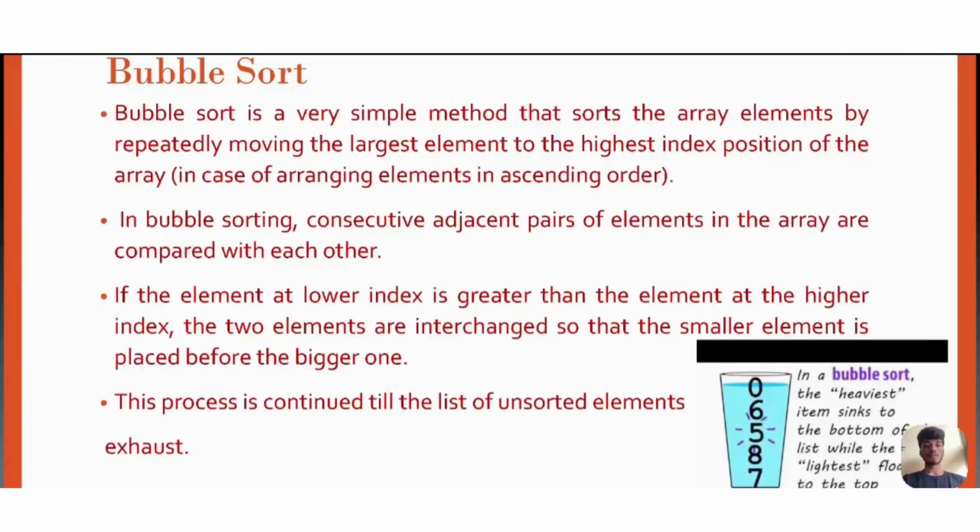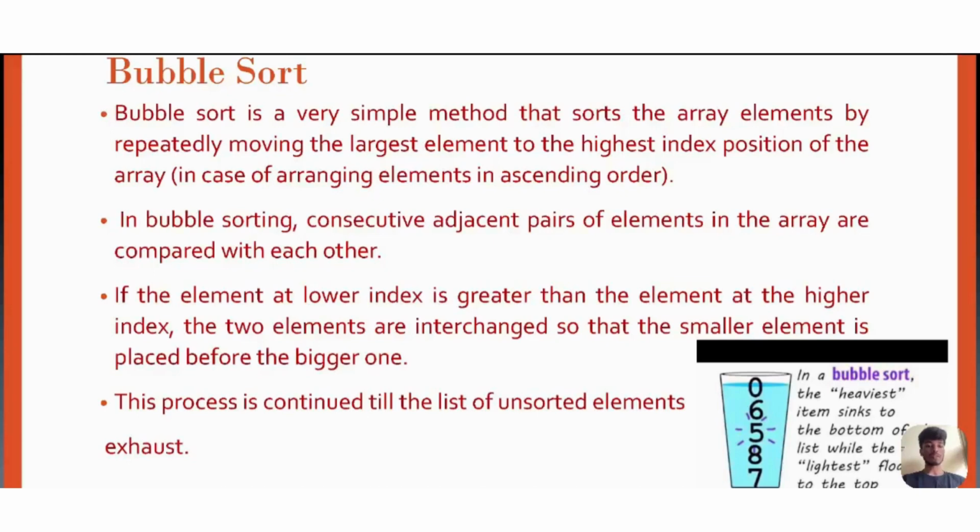Bubble sort is a very simple method that sorts the array elements by repeatedly moving the largest element to the highest index position of the array. In bubble sorting, consecutive adjacent pairs of the elements in the array are compared with each other. If the element at the lower index is greater than the element at the higher index, the two elements are interchanged so that the smaller element is placed before the bigger one. This process continues until the list of unsorted elements is exhausted.